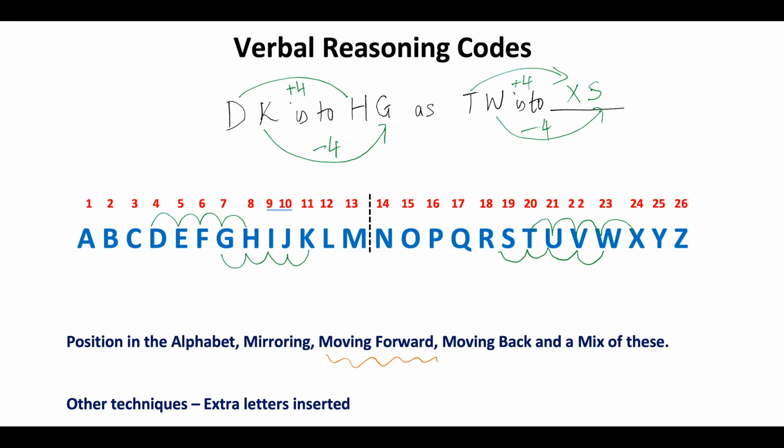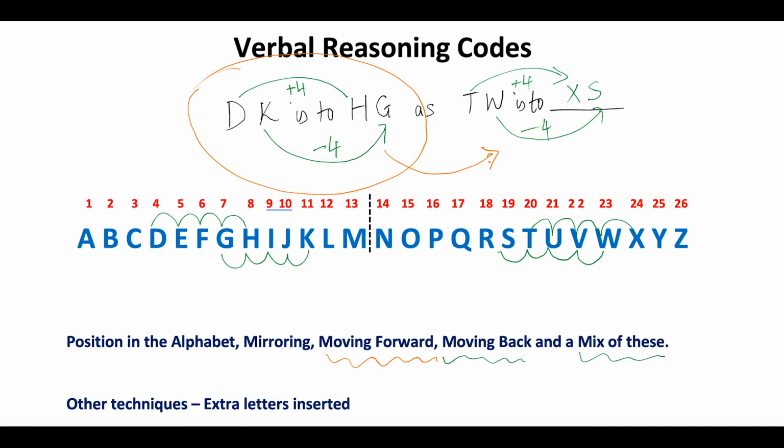Okay, so that's another way of doing it. So you've got moving forward and moving back. Both of those are covered in that concept. Sometimes you can get a mixture of these put together. You might get some letters that are mirrored, some letters that are moving forward. What you've got to do is work out what the pattern is here, and then for this side, follow the same pattern.